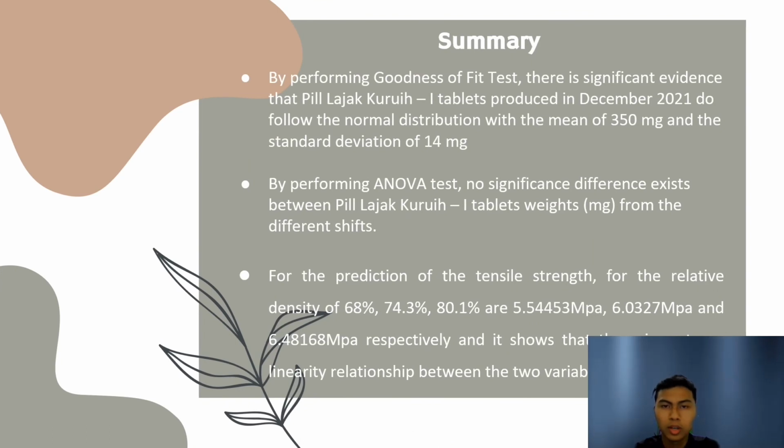To summarize our presentation, by performing goodness of fit test in Part B, there is significant evidence that LAJAK KURUIH-I tablet produced in December 2021 do follow the normal distribution with the mean of 350 mg and 14 mg standard deviation. For Part C, by performing ANOVA test, no significant difference exists between LAJAK KURUIH-I tablet from the different shift. Lastly, for Part D, the prediction of the tensile strength for the relative density of 68%, 74.3 and 80.1% are 5.54453, 6.0327 and 6.4168 megapascal respectively.